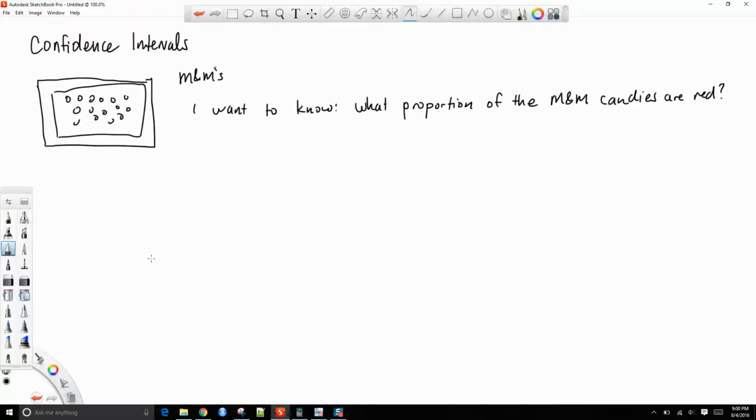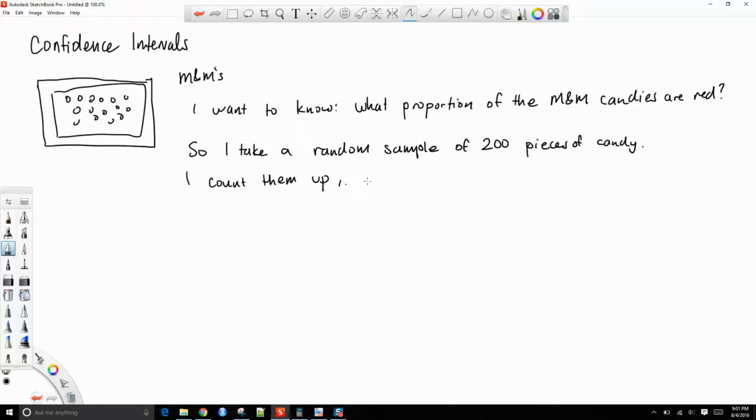Right now we don't know. There are too many, like thousands of pounds, and I don't want to count them all. So I take a random sample of 200 pieces of candy. I count them up, and 36 pieces are red.